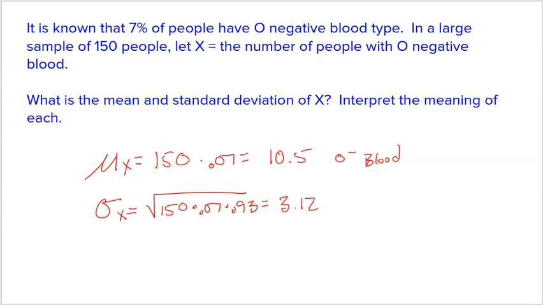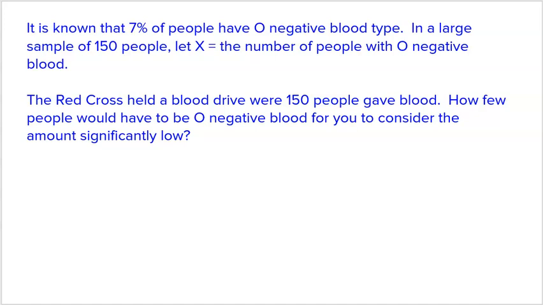All right, one more extra special question. Same situation, 7% of people have type O negative blood, 150 people in a sample. X is how many could have O negative blood. Now, let's say the Red Cross actually held a blood drive and 150 people randomly gave blood. How few people would have to be O negative for you to consider the amount significantly low?